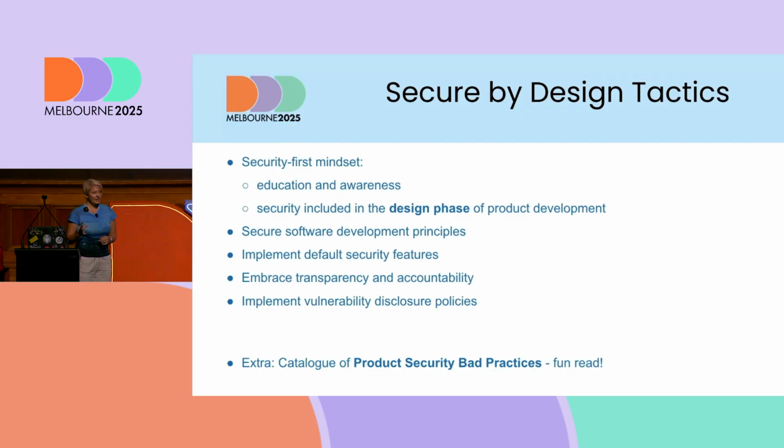Embrace transparency and accountability, so you know when you've been breached, and notify your customers quickly and timely. And implement vulnerability disclosure policies. If someone finds out a way into your system, they should notify you safely so that you can fix that issue. And also secure by design includes the catalog of product security bad practices. So everything that's wrong, everything they found that some applications are doing incorrectly, they put it into one fun read. Have a look at that as well.